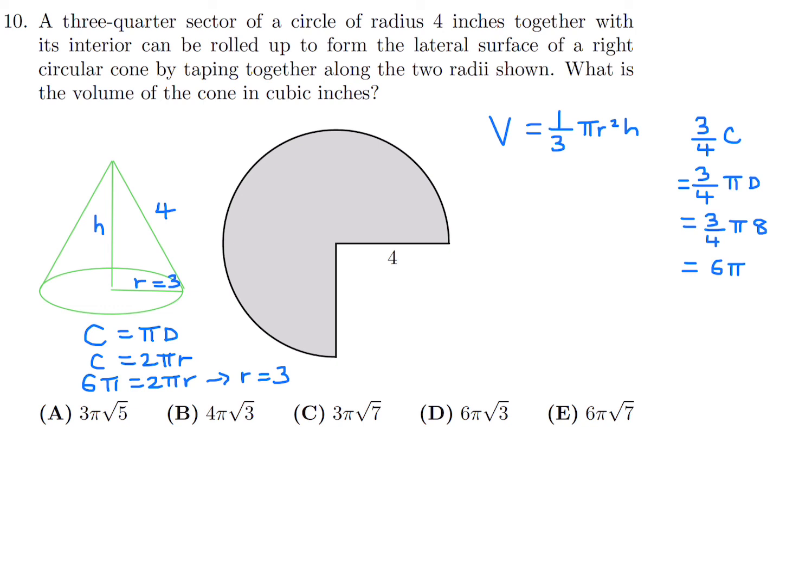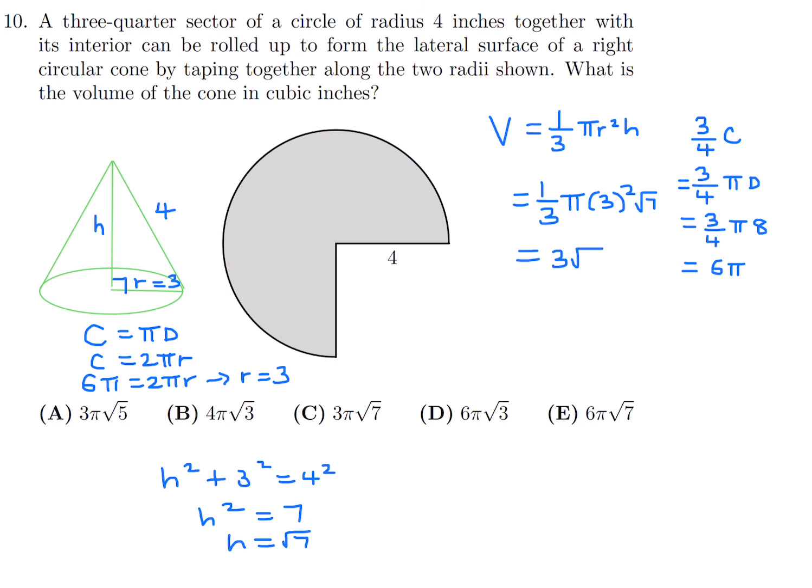And now we can easily figure out h using Pythagoras. h squared plus 3 squared will be 4 squared. So 4 squared is what? 16 minus 9, which is 7. So h is root 7. All right, so we have everything we need to figure out the volume. 1/3 pi r squared h, where r is 3, and then h is root 7. So that looks like 9 divided by 3 is 3, so 3 root 7 pi. Number 10 would be C.